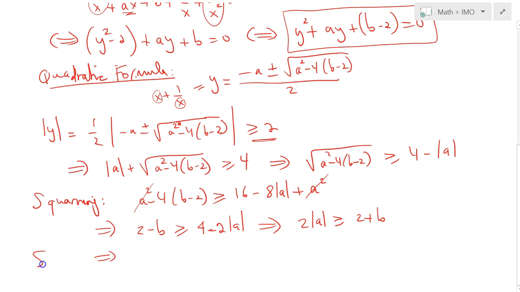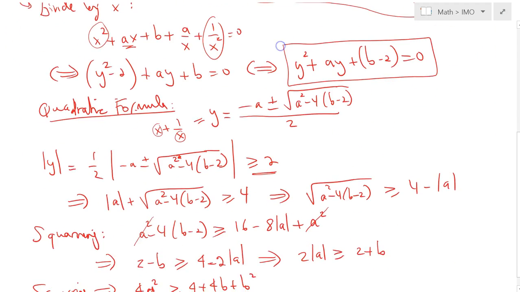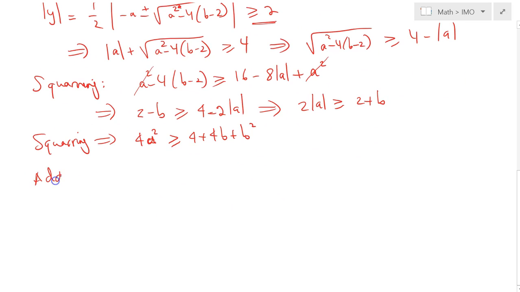And now I can simply square again, that would give me 4a squared is greater than or equal to 4 plus 4b plus b squared. Let's go ahead and add 4b squared to both sides of this expression, because remember we need an expression for a squared plus b squared. So add 4b squared to it. This would imply 4a squared plus 4b squared is greater than or equal to 5b squared, because b squared plus 4b squared, so we have 5b squared plus 4b plus 4.